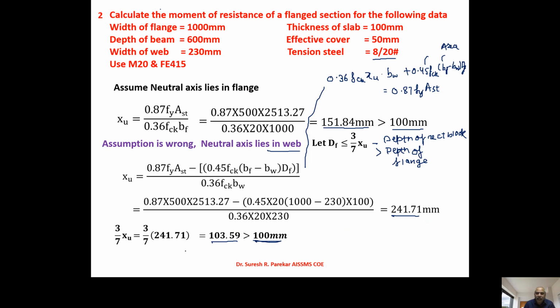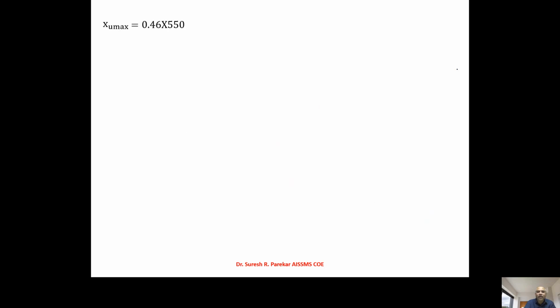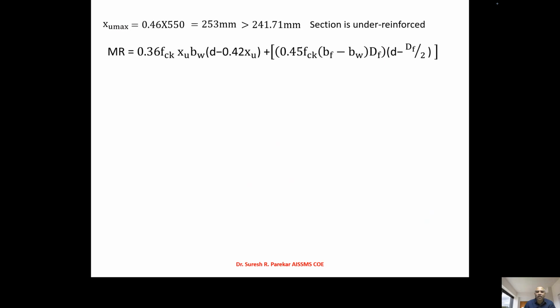And now we have to use the formula to find moment of resistance. That means we have Cu1 into d minus 0.42 xu, and then Cu2 into d minus df by 2. So Cu1 we have this value, and Cu2 we have this value, and now we will substitute these values. So now you can see the assumption is correct. This also we have to check: XU max is greater than 241.71, and therefore the section is under reinforced.